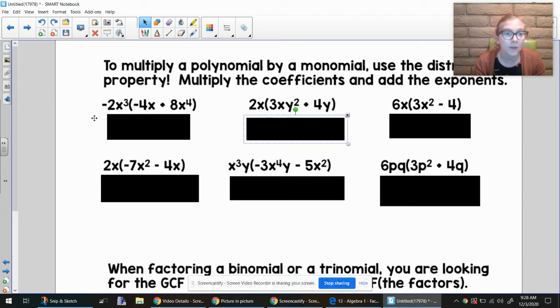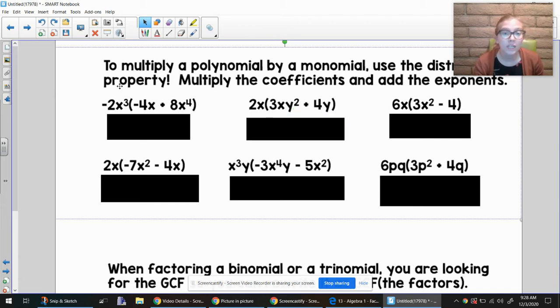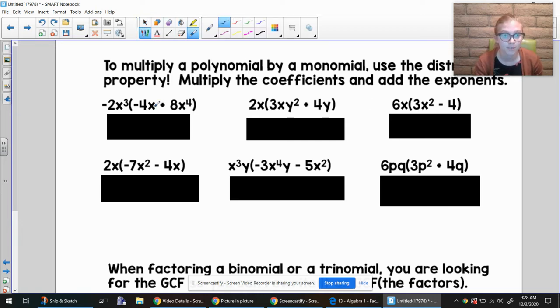There we go. Okay, so we're going to start with multiplying a polynomial by a monomial. We learned in the previous lesson that a monomial is a single term and a polynomial is more than one term. So we're going to multiply a polynomial by a monomial. To do this, we are going to use the distributive property. So we're going to multiply the coefficients and add the exponents.